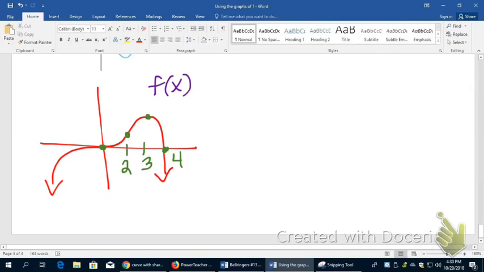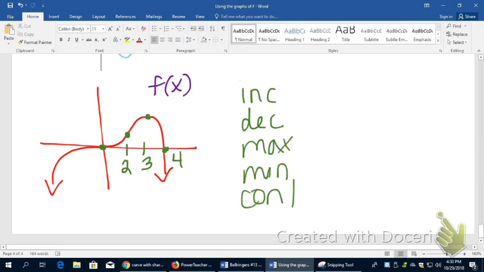Alright, we're going to figure out where f of x is increasing, decreasing, where it has maxes and mins. We're going to look at concavity, and we're also going to look at points of inflection.